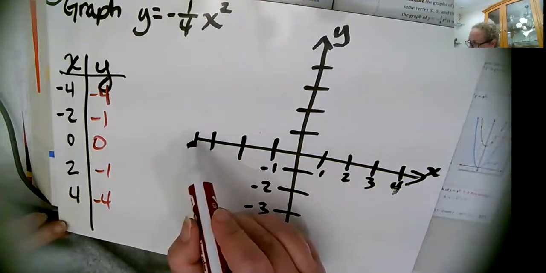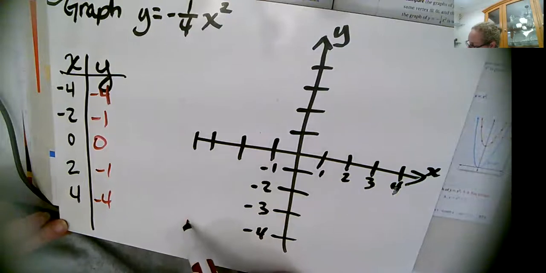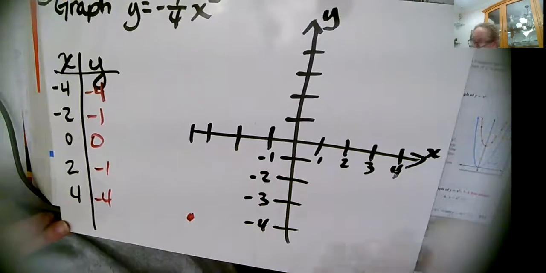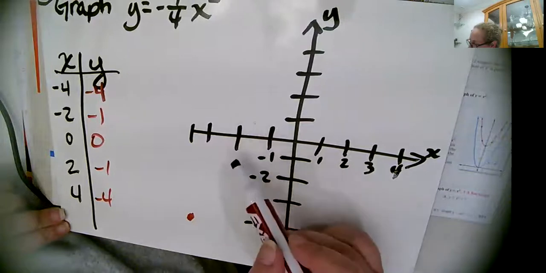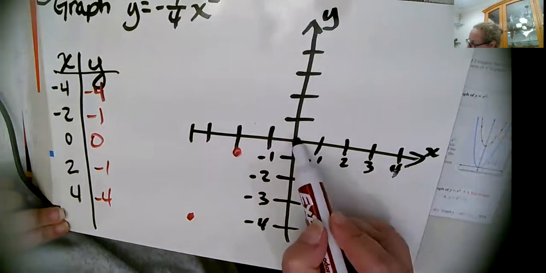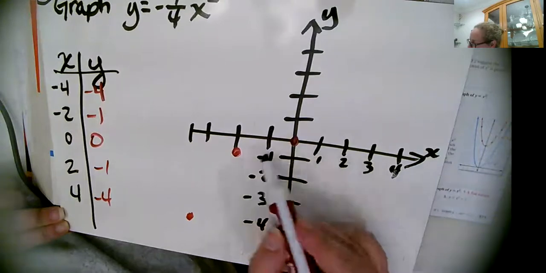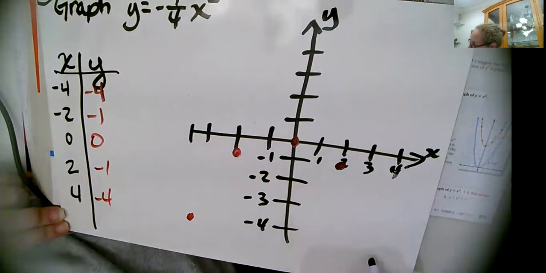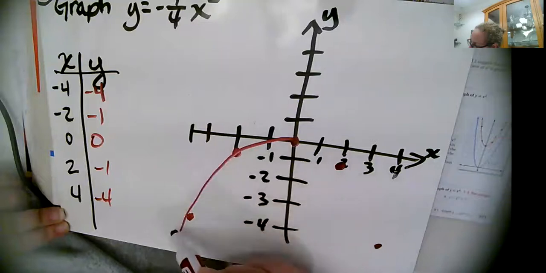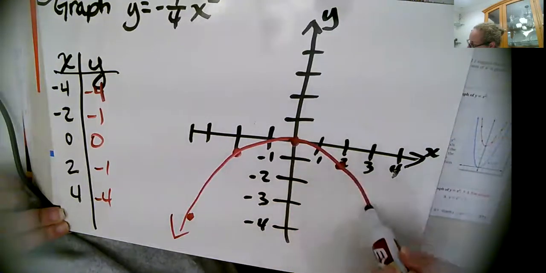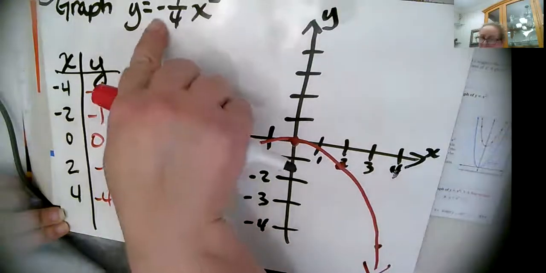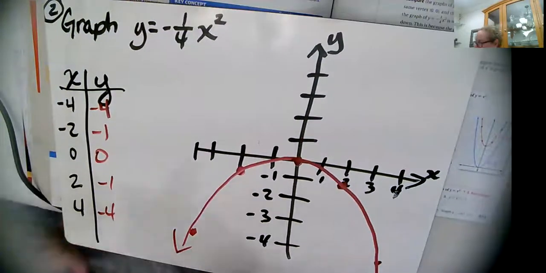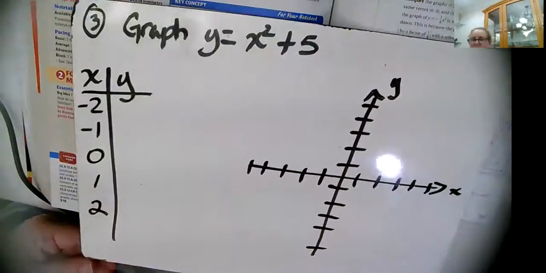So -4, -4. That's our first point there. Then -2, -1, 0, 0. And then we have this mirror image that's happening. +2, -1, right there. And then 4, -4. So as expected, our parabola is much wider, and it goes upside down because of that negative. That was 2. Now we're going on to 3.